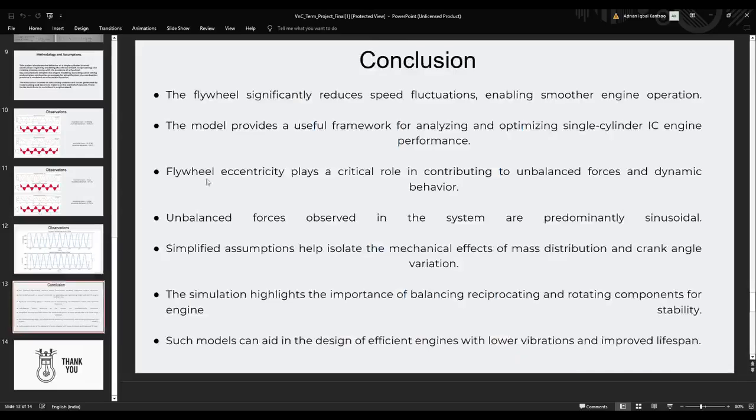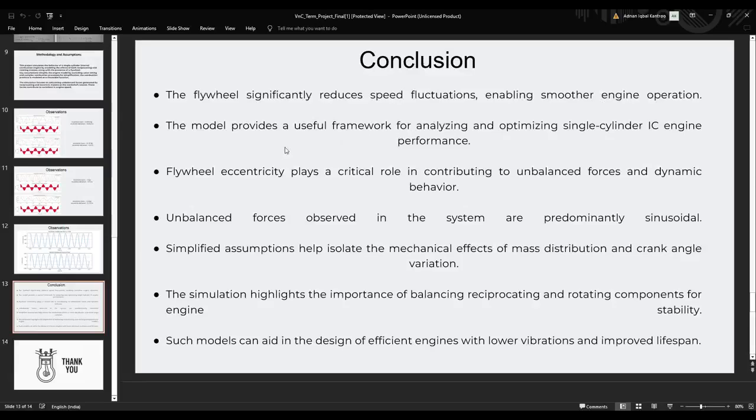So now the conclusions are pretty much self-explanatory, so let me go over them. The first point is that the flywheel significantly reduces the speed fluctuations. That was the whole point of conducting the simulation, where we got an idea of how important a properly designed flywheel is to control all the vibrations and control all the unbalanced forces present in an engine.